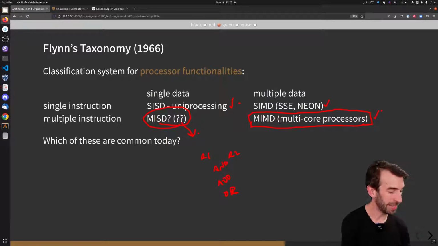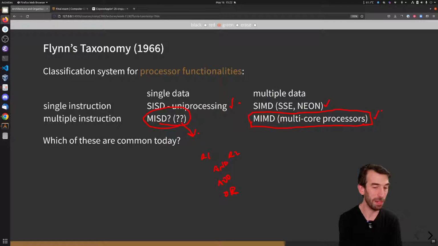Yeah, so someone's saying that for any system where you need redundancy, it might be useful to have MISD, or multiple instruction single data. I suppose so, yeah, but it's always difficult to point to one.